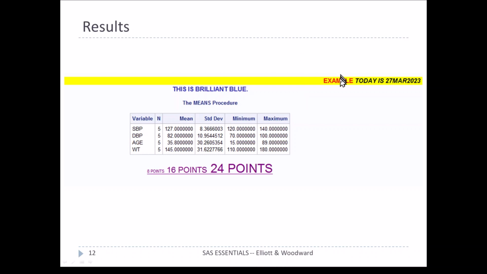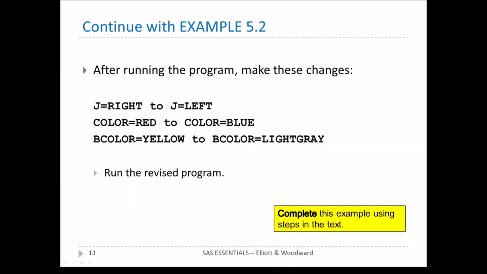Notice here I have example is red, yellow background. I changed it to red, black italics. There's today's date. The next line is brilliant blue, and there's the footnote underlined with several different fonts. So you can play around with your titles to make them do whatever you want to make your report stand out. So let's continue with example 5.2.